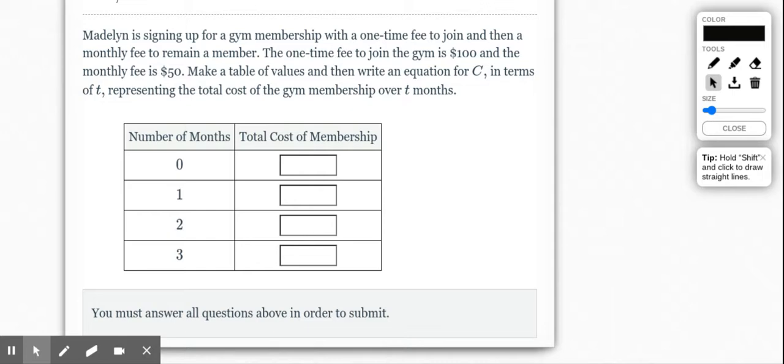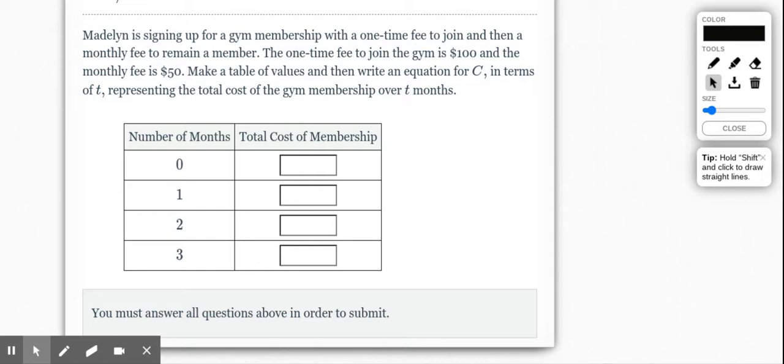Madeline is signing up for a gym membership with a one-time fee to join and then a monthly fee to remain a member. The one-time fee to join the gym is $100 and the monthly fee is $50. Make a table of values, then write an equation for C in terms of T, representing the total cost of the gym membership over T months.